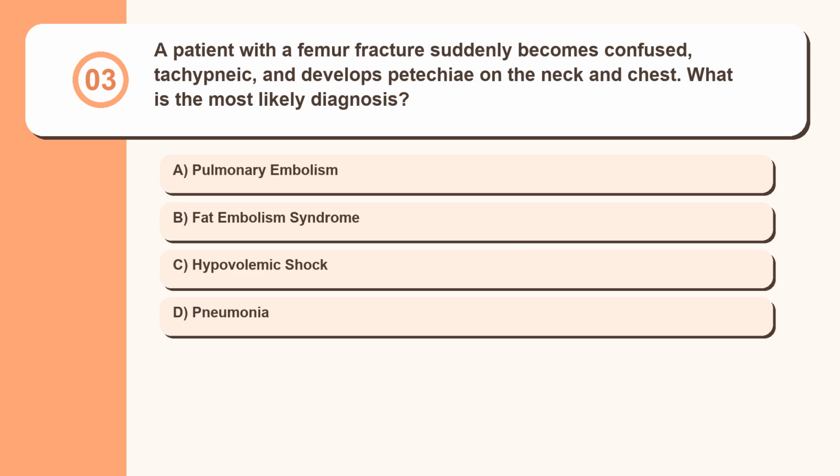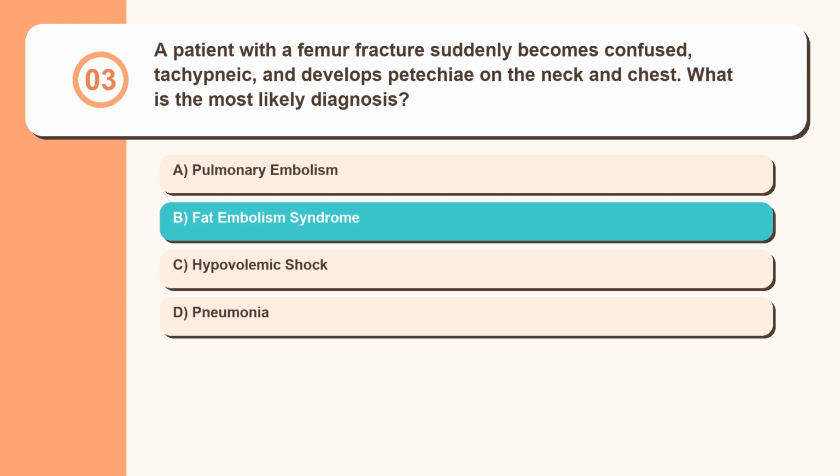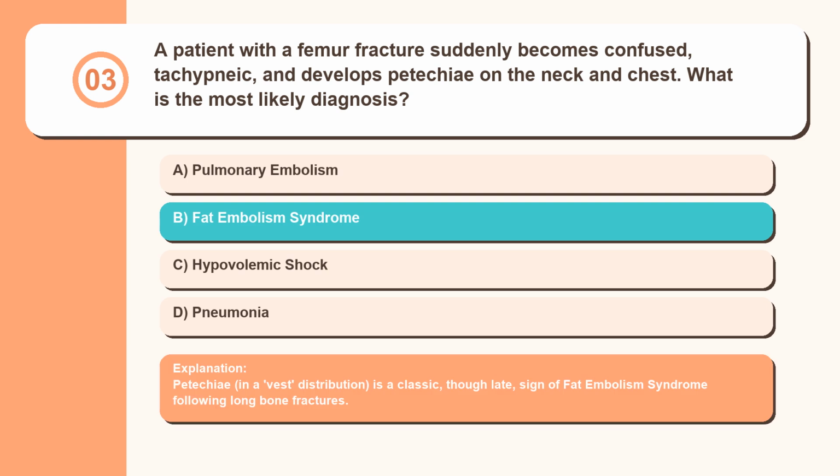Question 3. A patient with a femur fracture suddenly becomes confused, tachypneic, and develops petechiae on the neck and chest. What is the most likely diagnosis? Pulmonary embolism, fat embolism syndrome, hypovolemic shock, pneumonia. Petechiae, in a vest distribution, is a classic, though late, sign of fat embolism syndrome following long bone fractures.